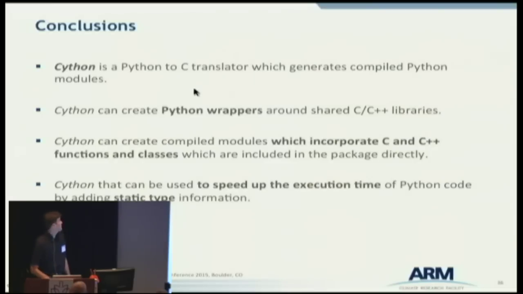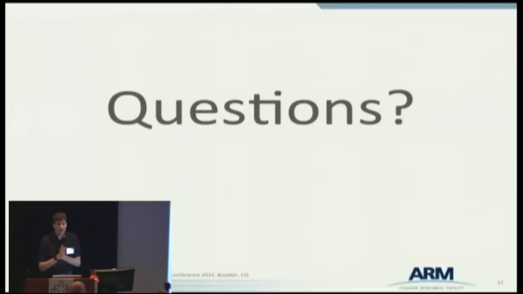So just in conclusion, Cython is a Python to C translator. You can use it to wrap C and C++ libraries. You can also use it to incorporate C and C++ source code directly into your package. And you can also use it to speed up the execution time of Python code by adding static type information. With any remaining time, I'd be very happy to answer any questions that you might have.